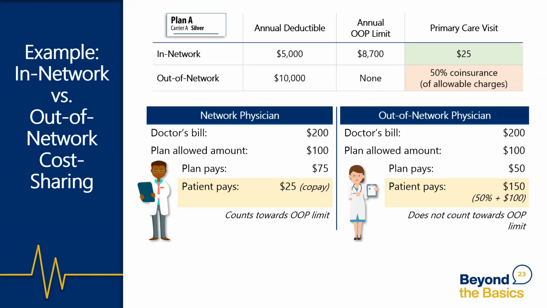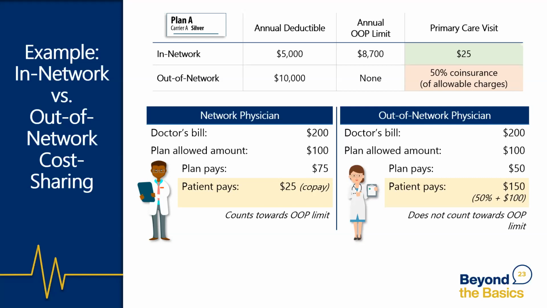But since the out-of-network doctor doesn't have a contract with the plan, that doctor expects payment for the full cost of the visit, which is $200. How this would work with the out-of-network doctor is that the plan would pay $50 towards the $200 charge, because that is 50% of the allowed amount, which remember is $100.